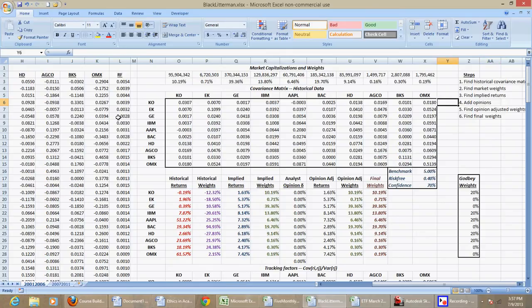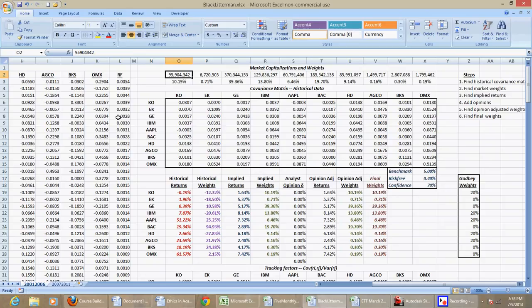The next thing we want to do is look up the market weights. This is the market capitalization of each one of them. And the idea behind the Black Litterman is this: the market is right except when it's wrong. So let's use the market as a starting point.